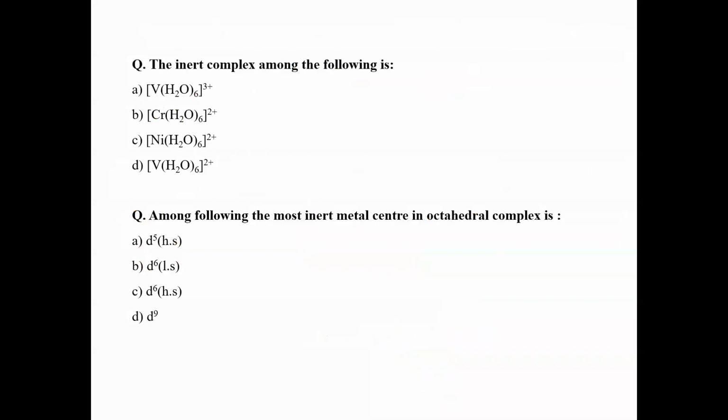So the next one is, you have to identify the inert complex among the following. Okay, I think you are already familiar with inert and labile complexes. And the second one, you also have to choose the most inert metal center. Basically here, the different configurations in different environments, that is high spin and low spin, are given. You have to identify the most inert metal center.